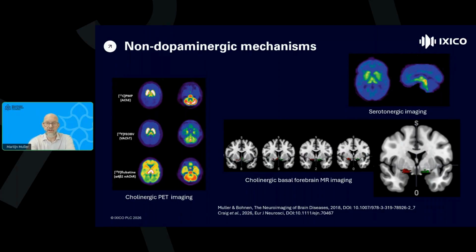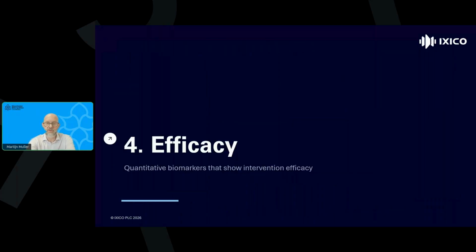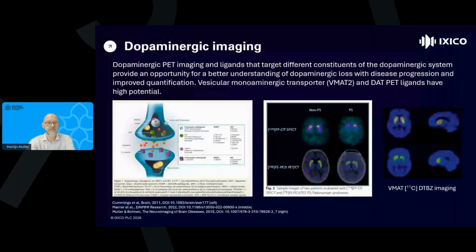Let's go to the next slide, where we will be focusing on the final use case, and that is finding imaging markers that can provide evidence for efficacy of the drug intervention. Next slide, please. So we go back to dopamine imaging when we start talking about efficacy biomarkers. But in this case, I will not be talking about SPECT imaging, but PET imaging.